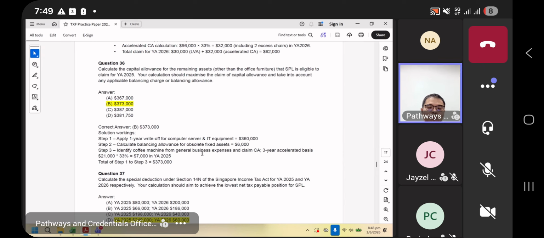And then the other part will be that you need to include the coffee machine and claim a 3-year CA. A lot of the time, I think students miss out step 3, because there is a capital fixed asset item that has been expensed off in the P&L instead of capitalized. From an accounting perspective, you can expense it off, but for tax purposes, you need to bring it to tax and then claim a capital allowance. So after you add up all these step 1, 2, and 3, the total CA is 373,000, which is under here.